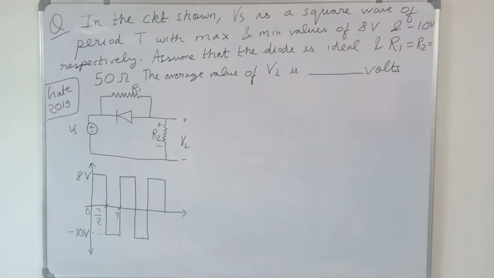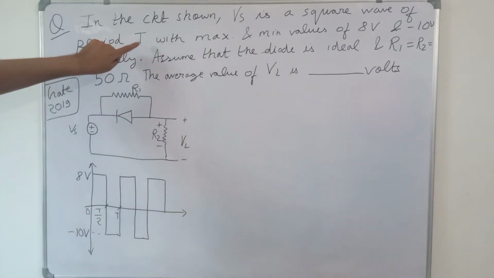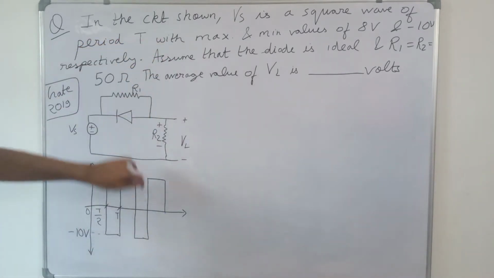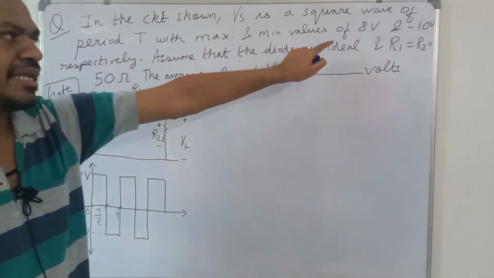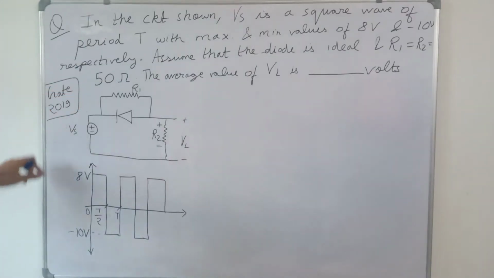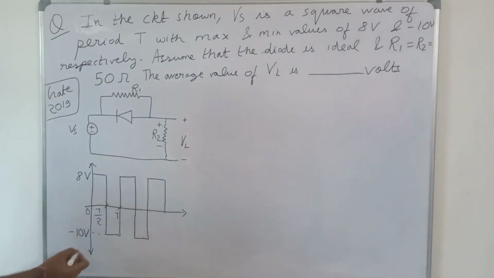So this is a question of GATE 2019, and it says that in the circuit shown, Vs is a square wave. So this is Vs and it is a square wave of period T. So its time period is T with maximum and minimum values of 8 volt and minus 10 volt respectively.